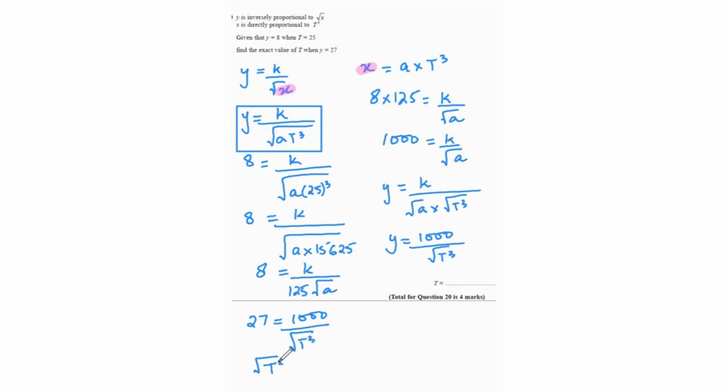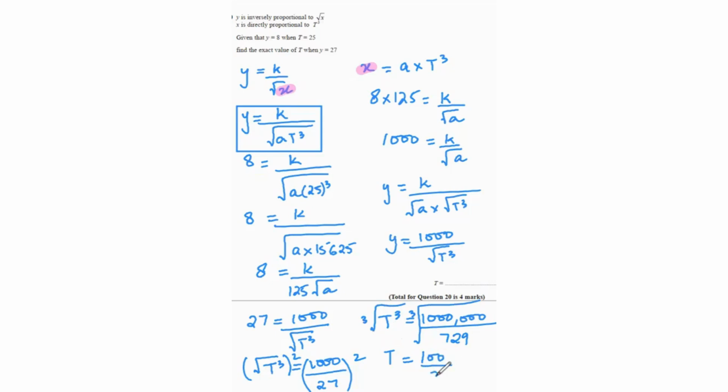So square root of t cubed equals 1,000 divided by 27. Then we square both sides to get rid of the square root. So t cubed equals 1,000,000 divided by 729. So now to get rid of the cube over here, we're going to cube root both sides. So t is going to be 100 divided by 9. Since they want the exact value, we leave it as a fraction, 100 over 9. We cannot further simplify this. We cannot convert it into a decimal.